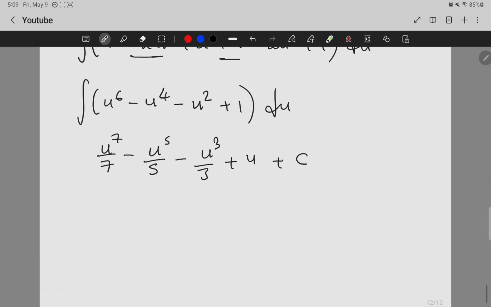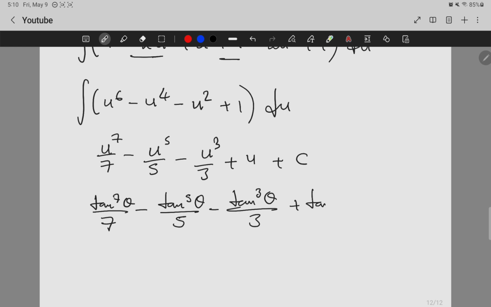Here now, remember, u was tan. We let u be tan. So implying that this would be tan to the power 7 theta over 7 minus tan to the power 5 theta over 5 minus tan to the power 3 theta over 3 plus tan theta plus c.